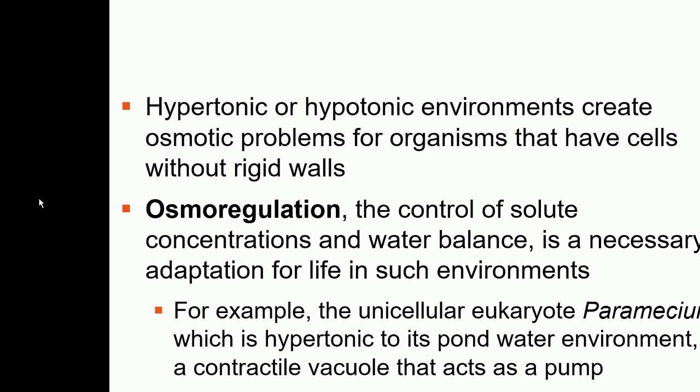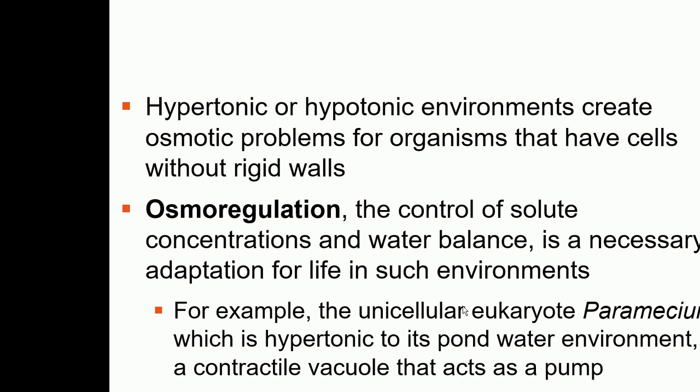So osmoregulation is basically a process in which some organisms can actually control the movement of water molecules inside their cell. Osmoregulation, the control of solute concentrations and water balance, is a necessity for the adaptation of life in some environments. For example, the unicellular eukaryote called Paramecium, which is hypertonic to its pond water environment, has a contractile vacuole that acts as a pump.